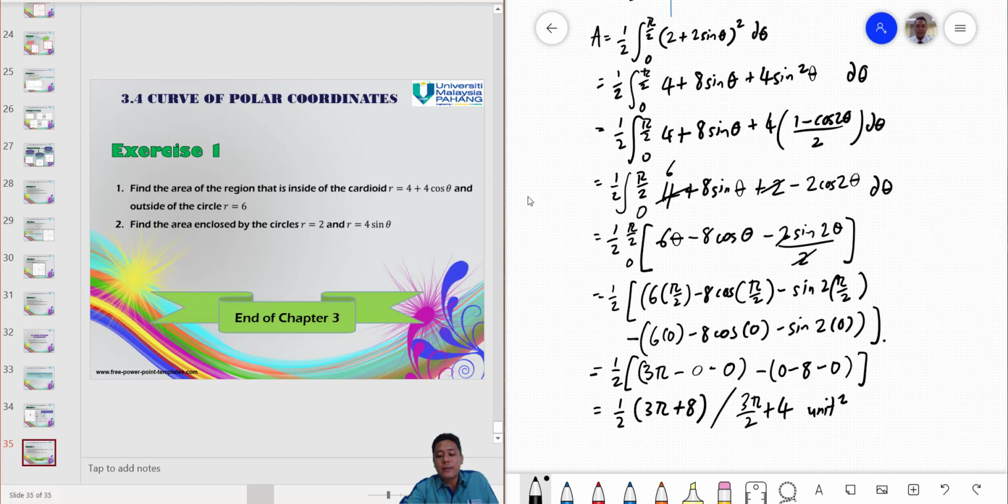Okay, for this first video, I think that we already know how to find the area enclosed within one polar curve only. For the next video, I will cover the area which is enclosed between two polar curves.